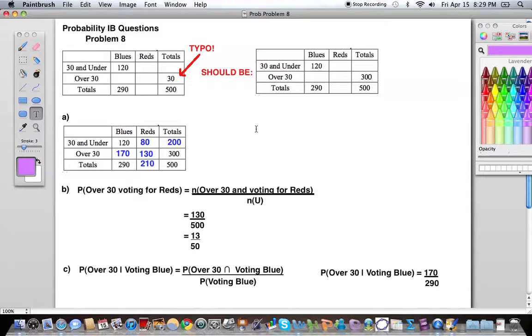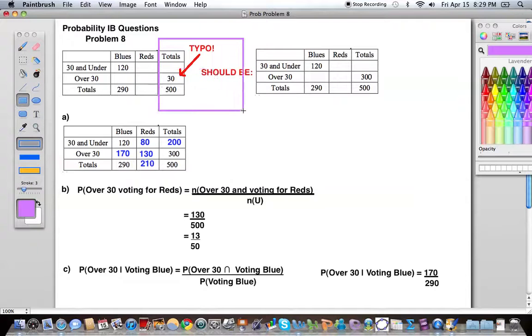Probability IB questions, problem 8. A really important thing to note here is that there is a typo where it says 30 right here. Well, that should be a 300.